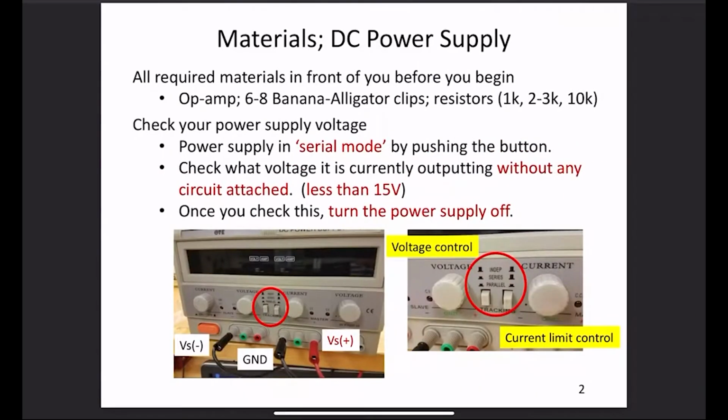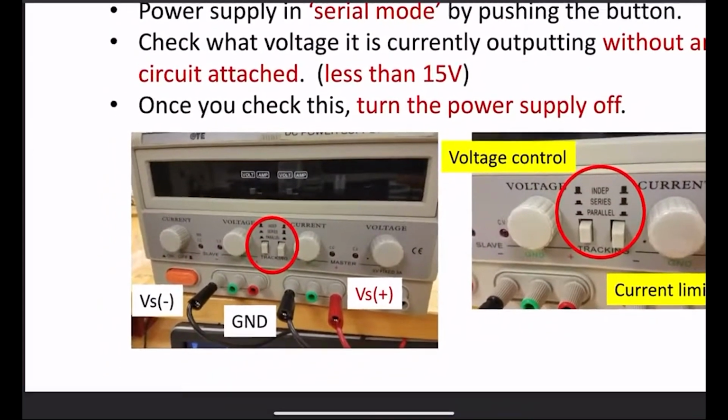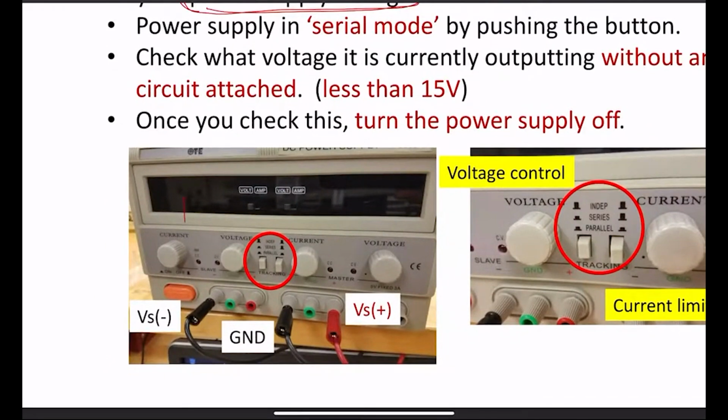So let's now talk about the practical stuff. About the DC power supply, all the required materials are the op-amp, these clips and resistors. But first, you need to make sure that you correctly select the power supply voltage, okay? So basically, a power supply, well, this is the power supply here, is basically two batteries that are sitting inside, okay?